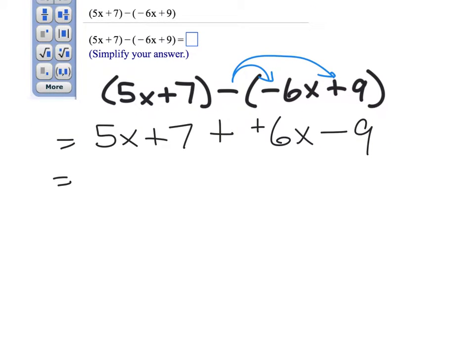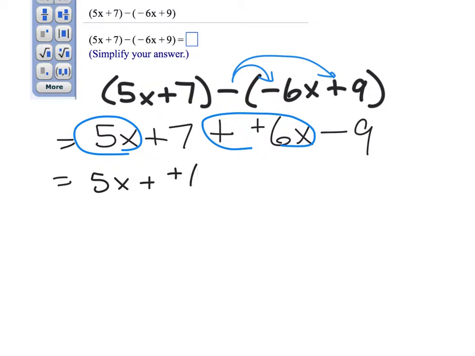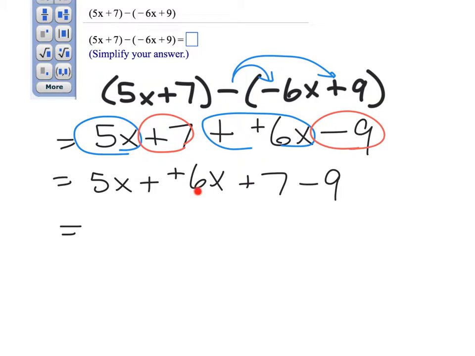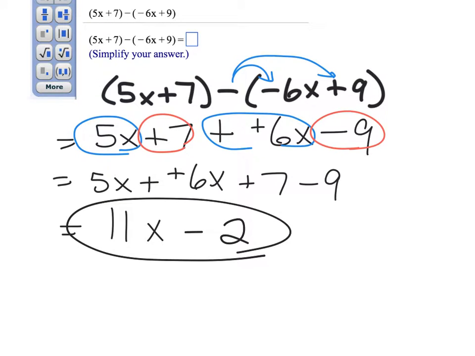So now we're looking for our like terms. So we've got 5x plus positive 6x are our like terms. And we have plus 7 minus 9 as our like terms. So I've moved the like terms next door to each other. And now 5x plus 6x, well, that's 11x. Not 11x squared, that would be wrong. It's just 11x. And then positive 7 minus 9, that's a negative 2. And there is our answer.